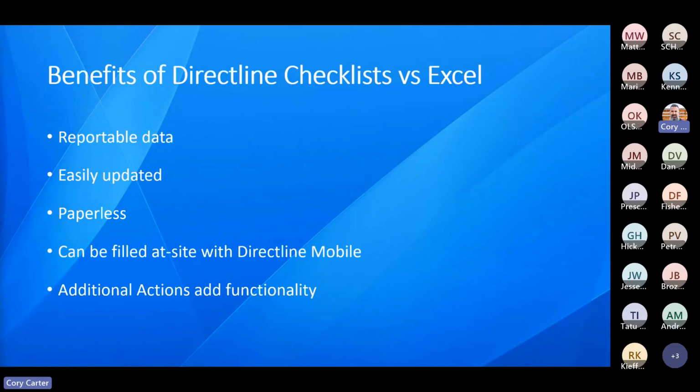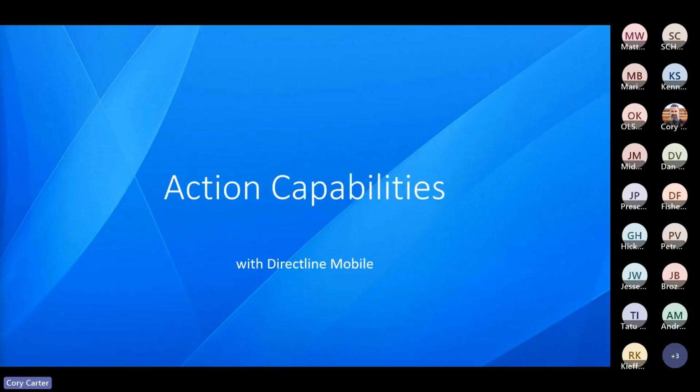So not only are you marking, yes, I did that, or that passed, or it failed, the next point that we're going to talk about is actions. So when we mark that as failed, we can actually have actions happen. Okay? So action capabilities. Keep in mind, these actions only work if you're filling out your checklists in the Directline mobile system.